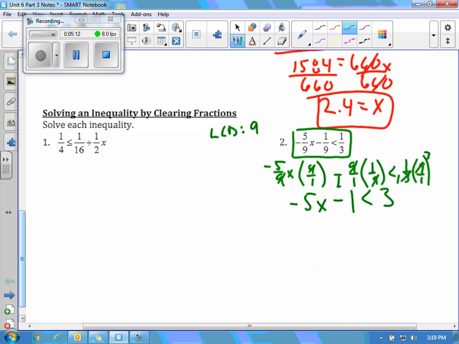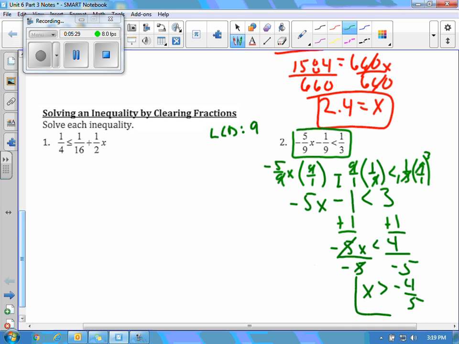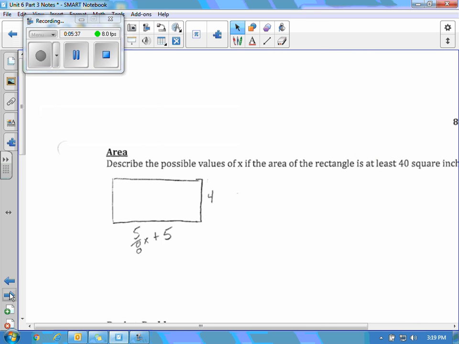Now I can solve from here, so I need to add 1 to both sides. So I'll get negative 5x is less than 4. Then I'll divide both sides by negative 5. Now remember, when I divide by negative 5, my inequality symbol is going to flip, and I can just leave that as negative 4 over 5. Started in fractions and ended in fractions. Alright, number 1, I'll let you guys try.